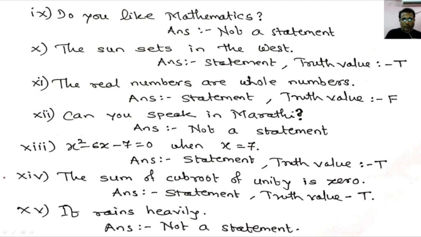Next question, question number 14: the sum of cube roots of unity is 0. We know that there are 3 cube roots of unity. The first cube root of unity is 1, the second is omega, and the third is omega square. And we know that 1 plus omega plus omega square is always equal to 0. Hence, it is clear that the given statement is a true statement, and therefore it is a statement.